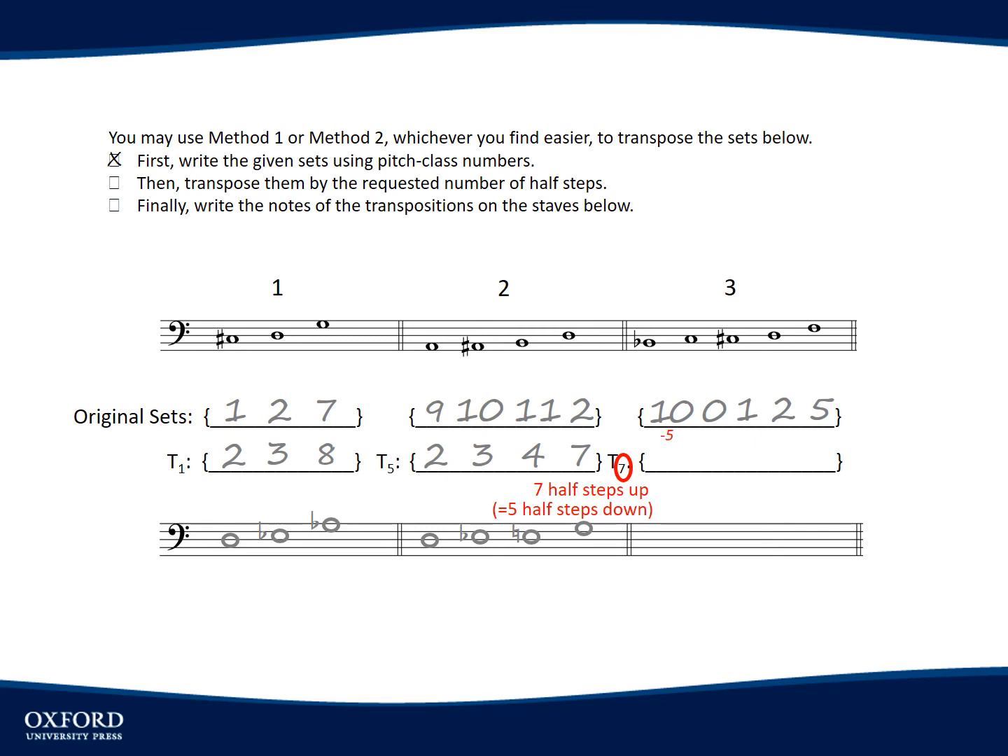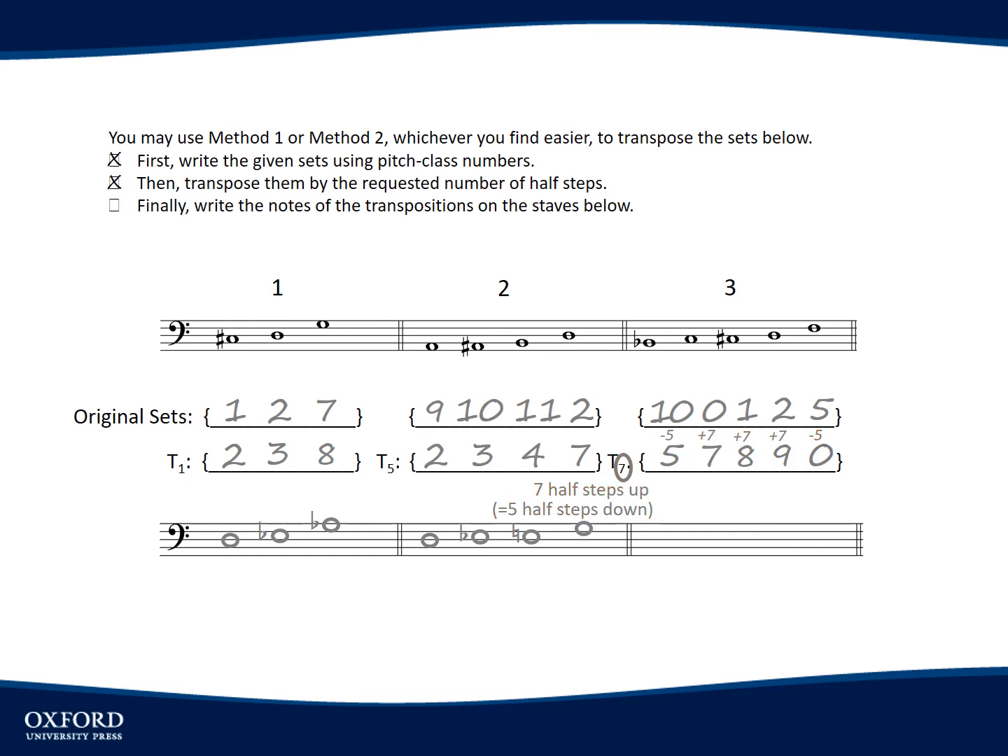And for 10, it's easier to subtract 5 than to add 7 in mod 12, and we get 5. For 0, 1, and 2, it will be easier to think of adding 7. So 0 plus 7 is 7, 1 plus 7 is 8, and 2 plus 7 is 9. From 5, it's easier to subtract 5, which gives us 0, to complete this step.